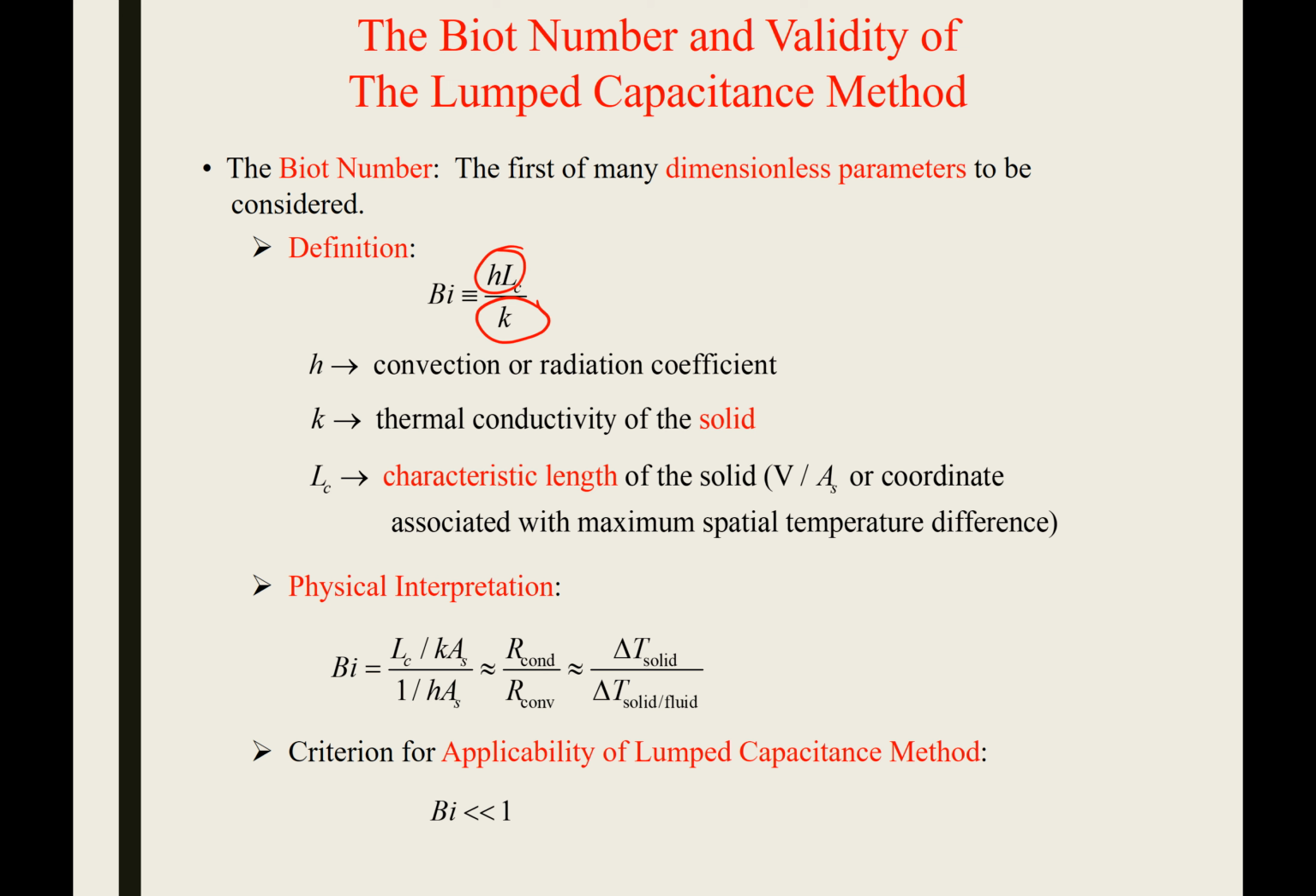So one way to think about the Biot number is that it is the conductive resistance to heat transfer divided by the convective resistance to heat transfer. If you remember, when we talked about thermal resistances in series, I strongly cautioned against using these thermal resistances unless the system is at steady state.